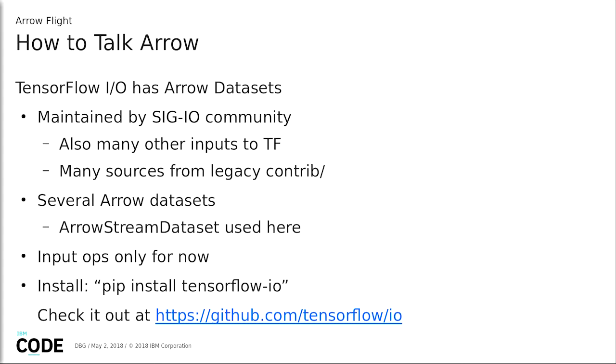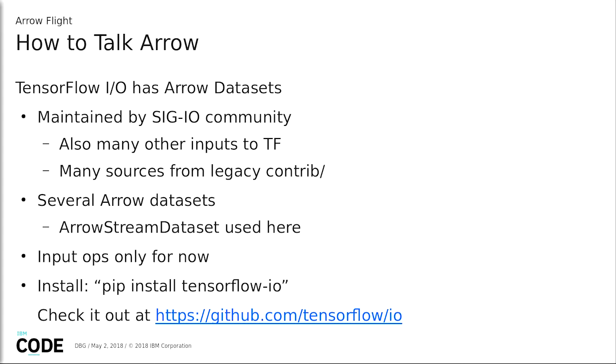Now TensorFlow, on the other hand, can already talk Arrow. There exists a package, TensorFlow IO, which has Arrow datasets already built in. And TensorFlow IO is a subrepository of TensorFlow that's maintained by the SIG IO community. In addition to the Arrow datasets, there's also a lot more inputs. The package contains a lot of different datasets to support inputs and file systems. So there's lots of different stuff there.